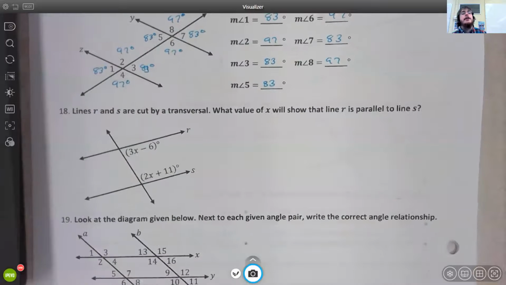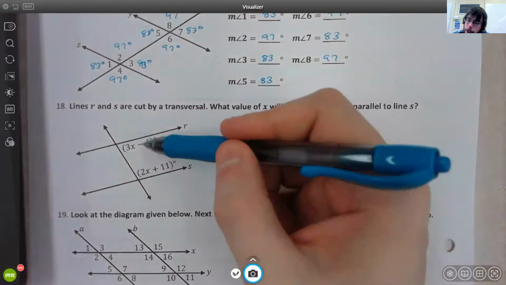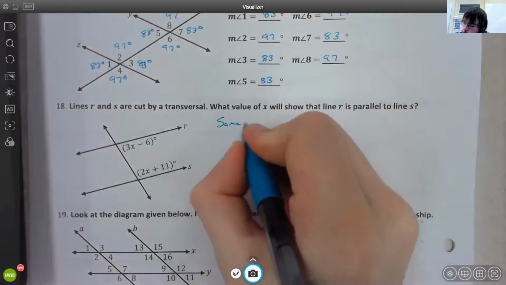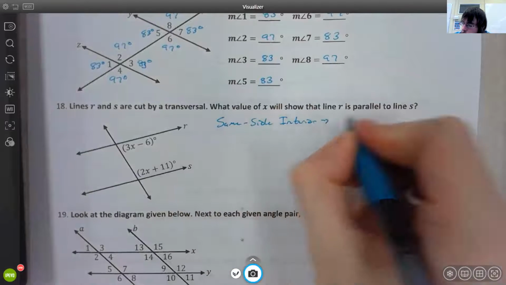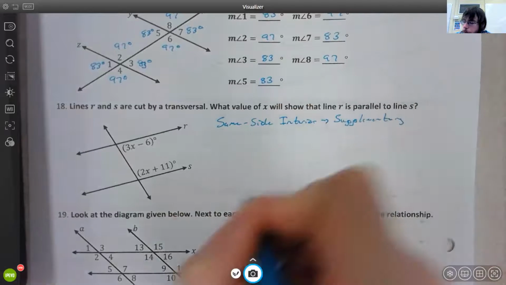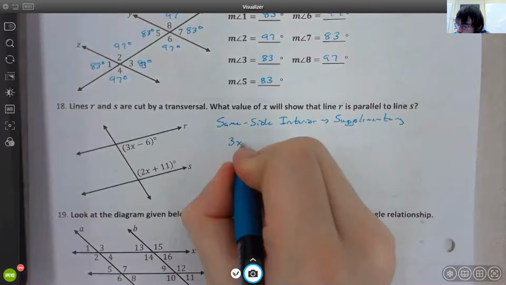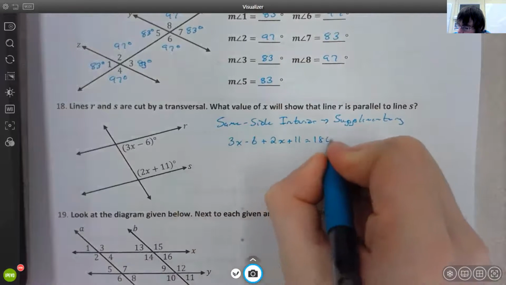Number 18, lines R and S are cut by a transversal. What value of x will show that line R is parallel to line S? Well, what type of angles are these? These are same side interior angles, so they are supplementary. If they're supplementary, that means we add them together and set them equal to 180. So 3x minus 6 plus 2x plus 11 equals 180.